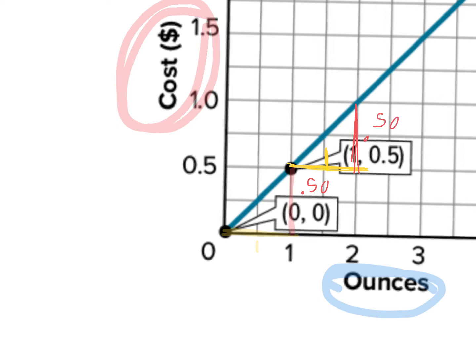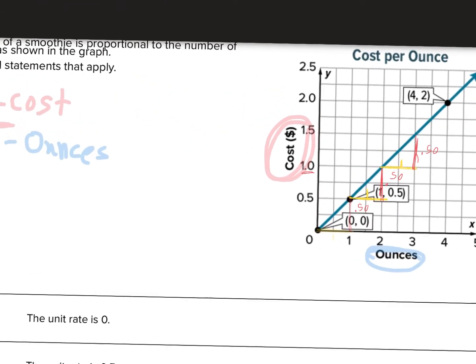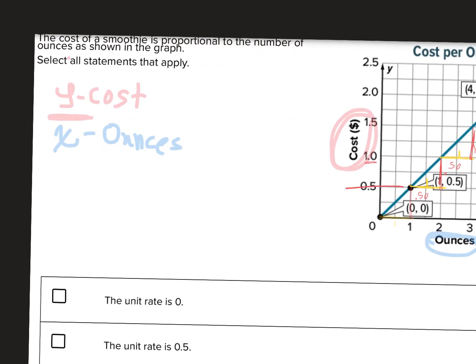All right, let's see if it stays proportional again. I go over to the 3 ounces. To get from 2 ounces to 3 ounces, I'm going over 1, and I'm going from $1 to $1.50, which means I am adding 50 cents. So yes, it is proportional. It is going up by 50 cents every single time, and I am gaining 1 ounce.